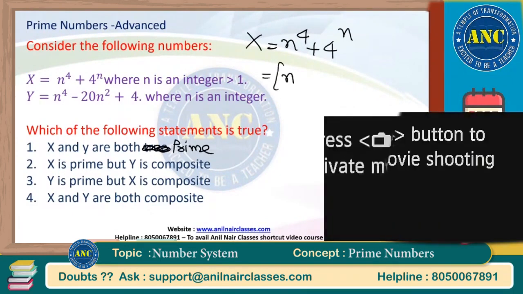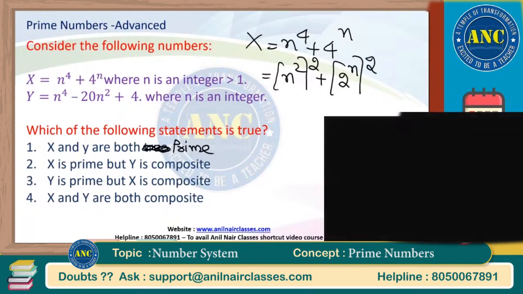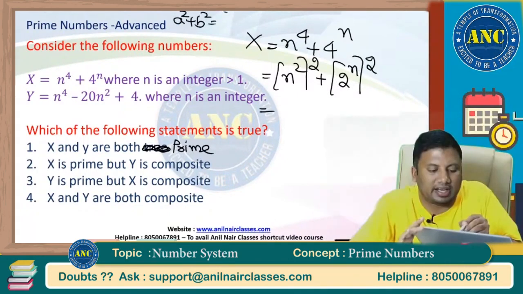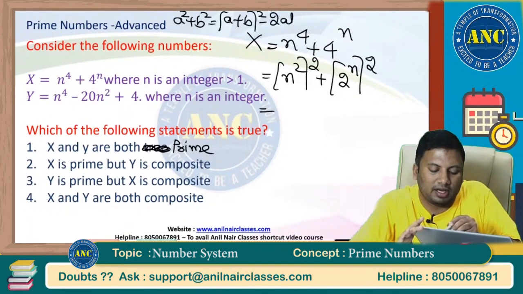This is nothing but n square whole square. I hope it is clear. This is nothing but 2 power n whole square. A square plus b square, we can take it as a plus b whole square minus 2ab. Are you all with me?